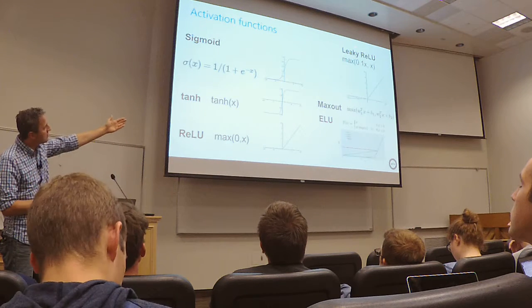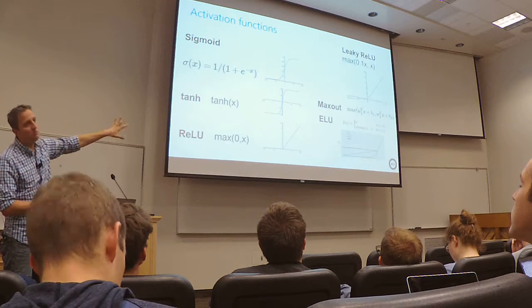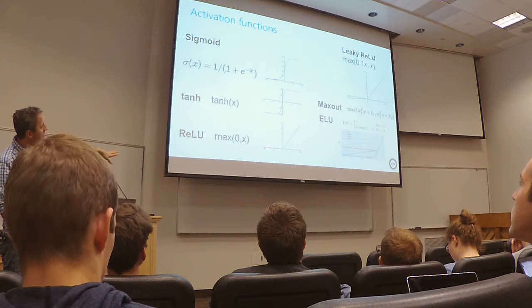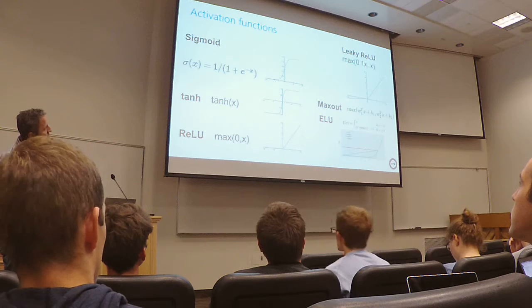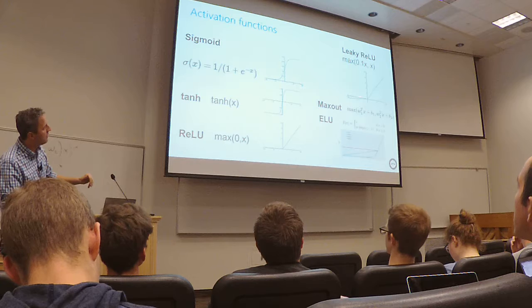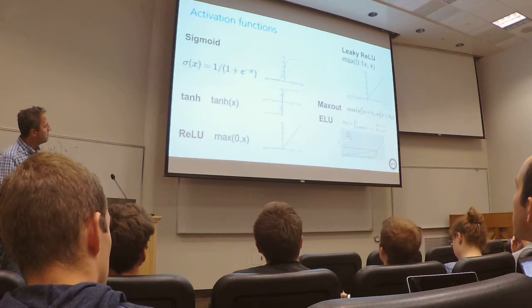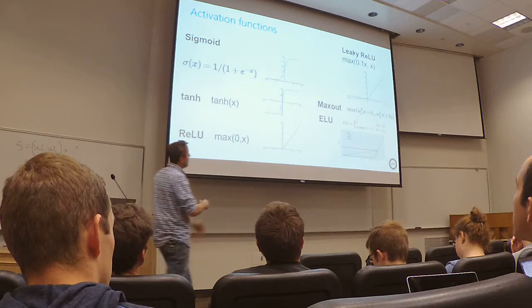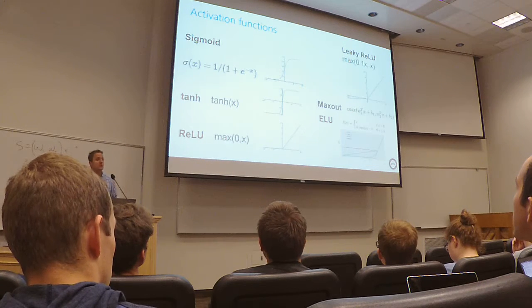A couple of others: there's the leaky ReLU, which fixes that little 0 part. The big disadvantage of the ReLU is that the gradients over here are 0, because it's flat. If you make it leaky, you put a little bit of a slope on this part, and then there's a gradient that tells you where to move. There's also Maxout and the ELU, and tons of others. It's a very active area of research which activation functions matter.